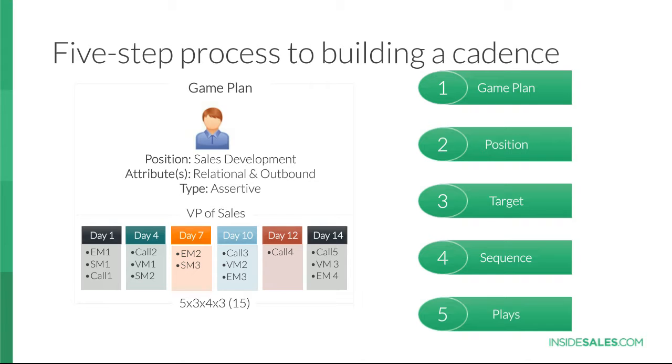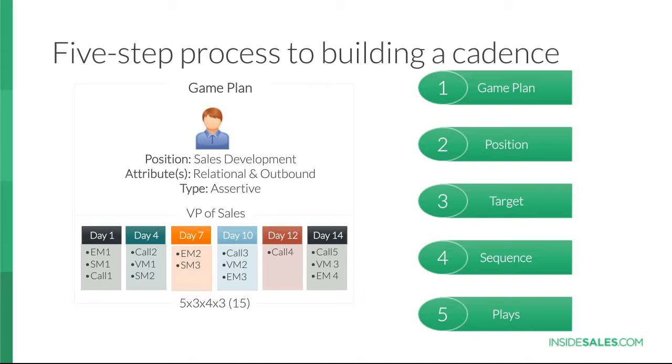So the first is a game plan. A game plan, it's your strategy. It's your overall campaign. It's going to be the theme, if you will, of your sequence. And I think reps often miss this part. They jump, as I said, right into the activities, and that's definitely the wrong way to go about it. Remember, a cadence is a sequence of plays, and those plays need to be connected. Next is going to be that position.